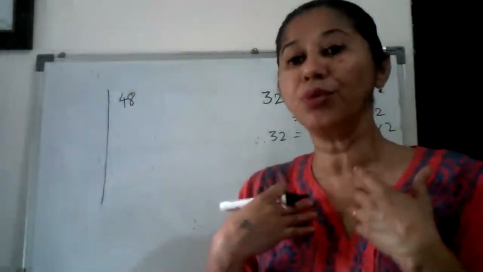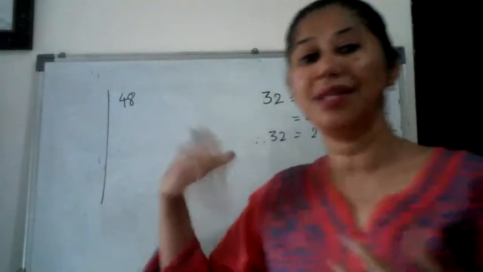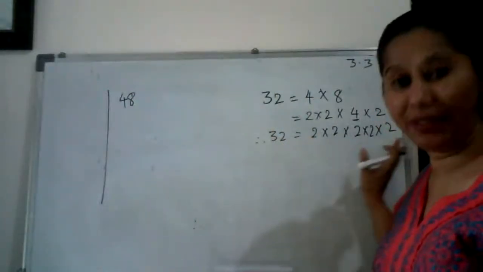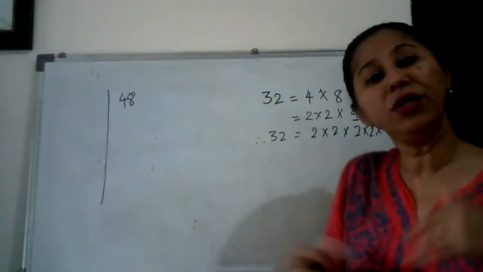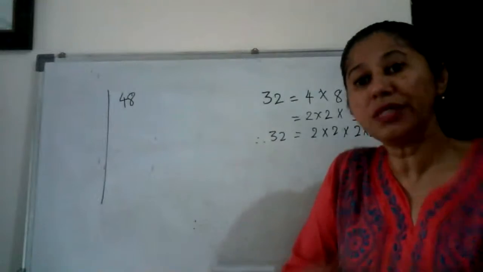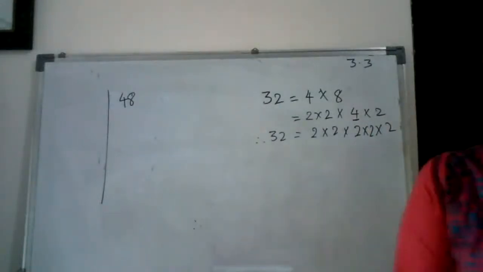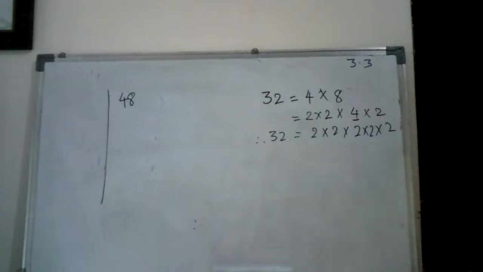As we discussed, the factors cannot be different. Like here, for example, for 32, I got 2 multiplied by 2 five times. If you find it out, you will get the same. You cannot say you've got different factors. That is not possible. So kindly pay attention that the factors will always remain the same in any case.